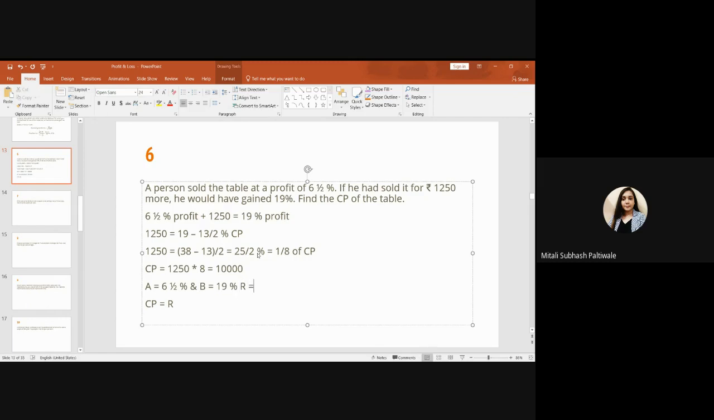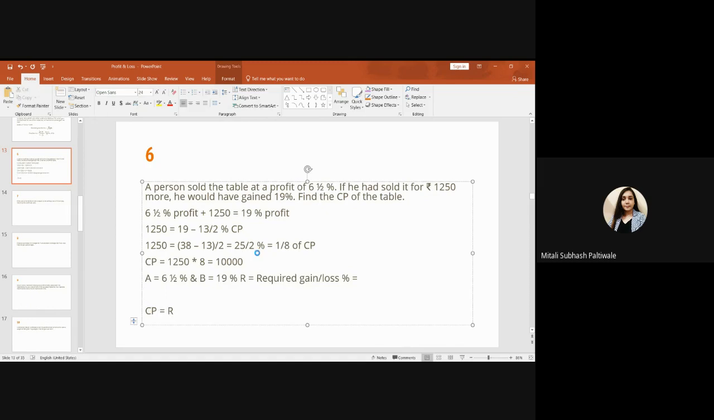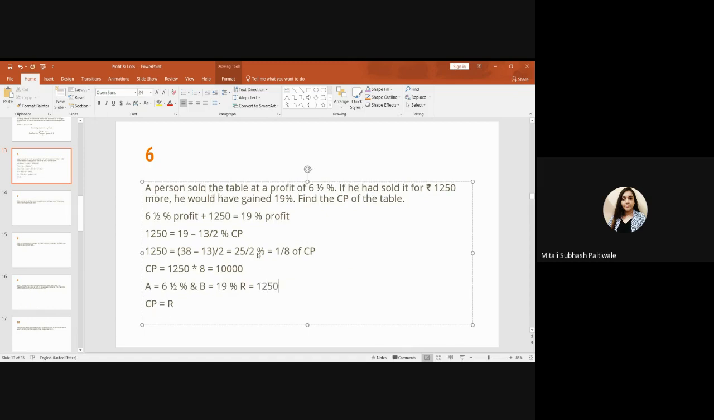R is equal to 1250. Okay. R by B minus A. The same we have done here, the same we have done here in 200. This will give you the straight answer of this entire question.